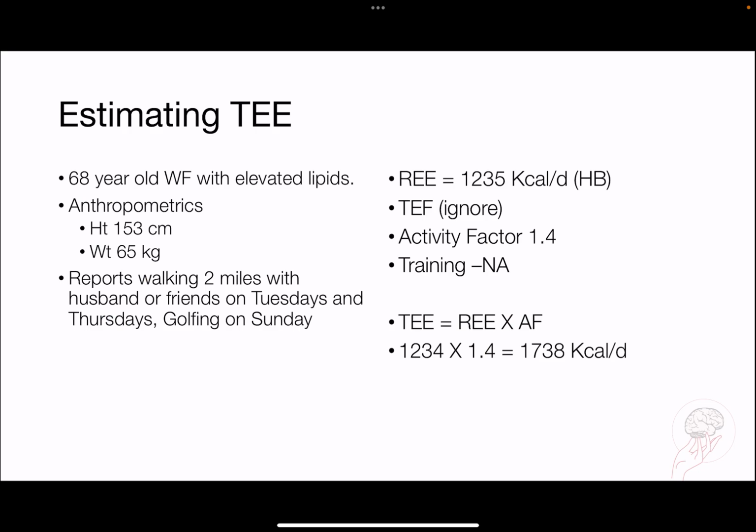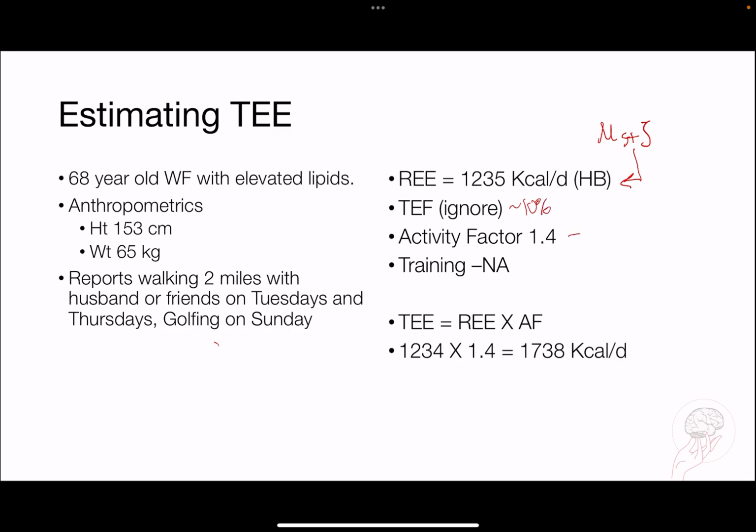So this is just an example of how we would estimate total energy expenditure. So if we have a 68-year-old white female with elevated lipids, here are her anthropometrics. She walks 2 miles with her husband or friends on Tuesdays and Thursdays and does golfing on Sunday. So we can calculate her REE using Harris-Benedict, but we could also use Mifflin St. Jeor. Thermic effect of food, it's around 10%, but mostly we ignore it.